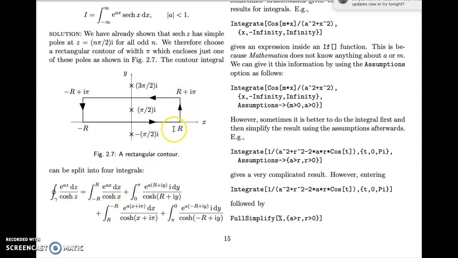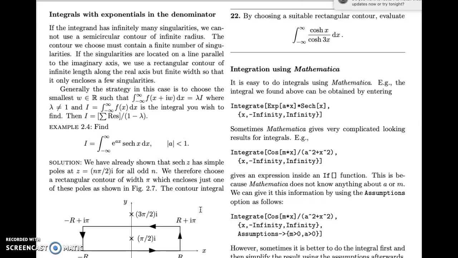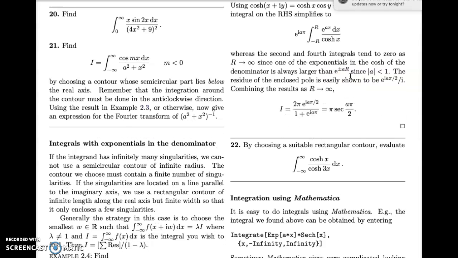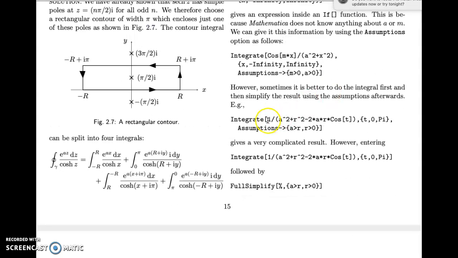Then we've got this bit coming back, which is very similar to this one, as we'll see. And then finally we have this one coming down, which is here. Okay. So I've said, using cosh of x plus iy equals this, you can simplify the third integral. Alternatively, you just remember that cosh of x plus iy is equal to minus cosh x.